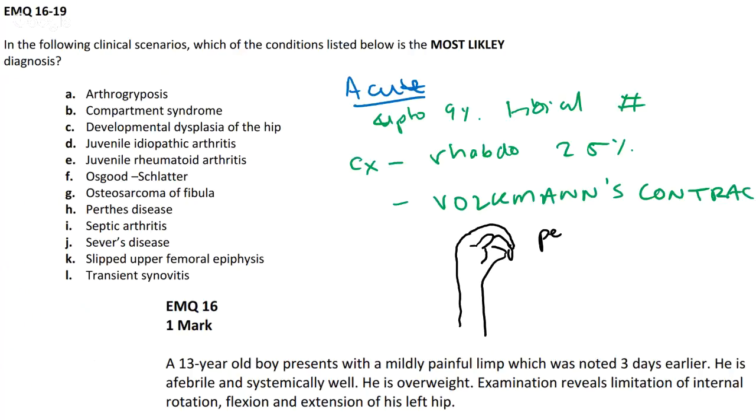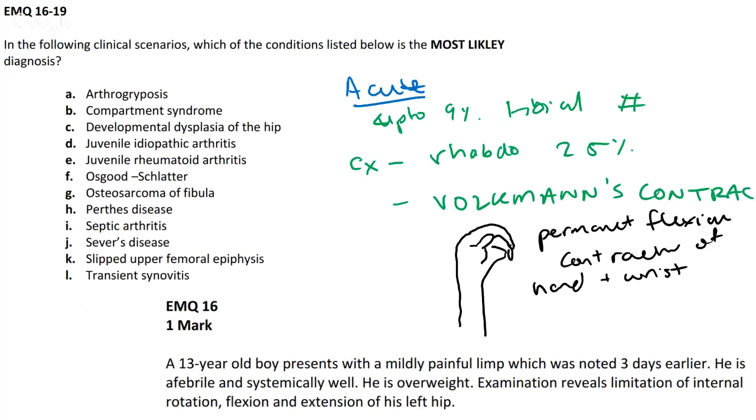So this is a permanent flexion contracture. Look, the hand is flexed. Flexion contracture of hand and wrist. Because of that, you have a decreased range of motion. Usually when you do the exam, passive extension will be limited. And all of this is secondary to ischemia, because of brachial artery ischemia is why you get it.